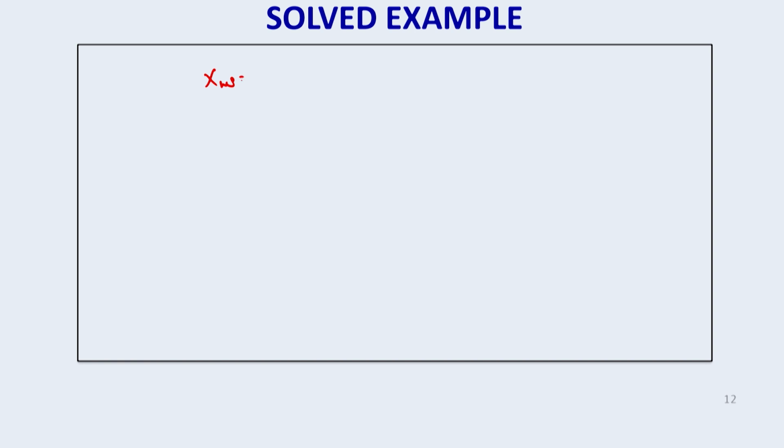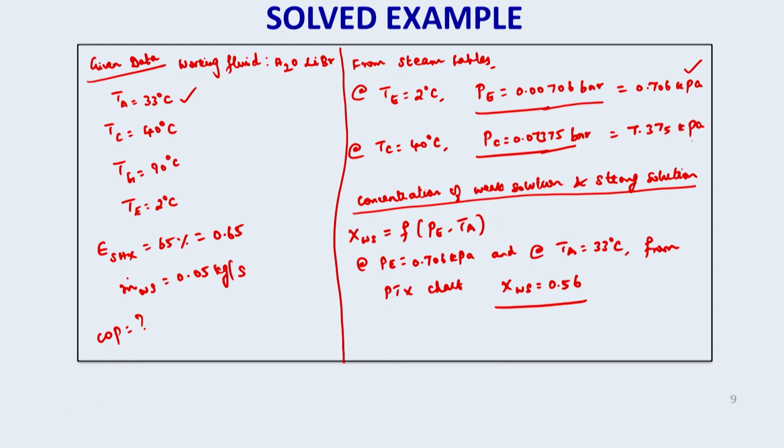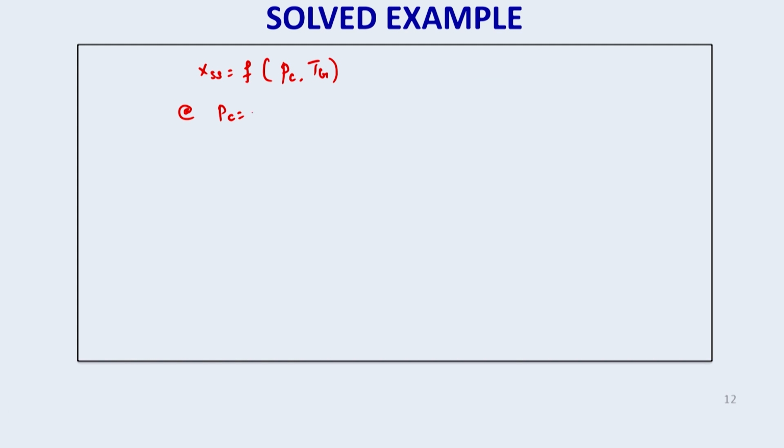Similarly, we can find the concentration of the strong solution. The concentration of the strong solution is a function of condenser pressure, which we have found from the steam table, and generator temperature. That means at condenser pressure of 7.375 kilopascal and generator temperature equal to 90 degrees centigrade.